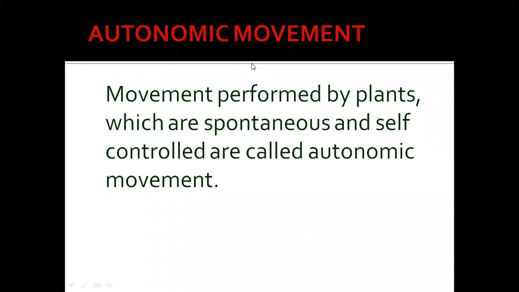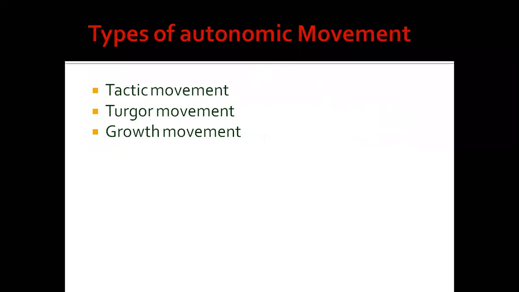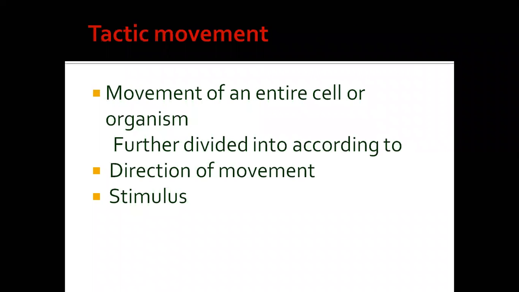Movements performed by plants which are spontaneous and self-controlled are called autonomic movements, while paratonic movements are the movements which are a response to a stimulus. Now the types of autonomic movements. There are three types of autonomic movements: tactic movement, turgor movement, and growth movement.